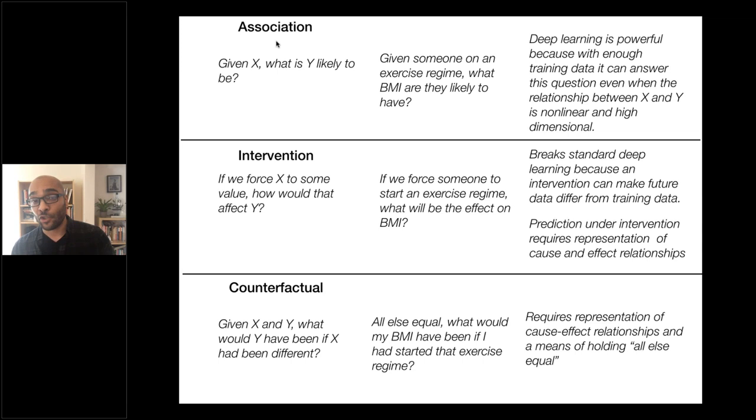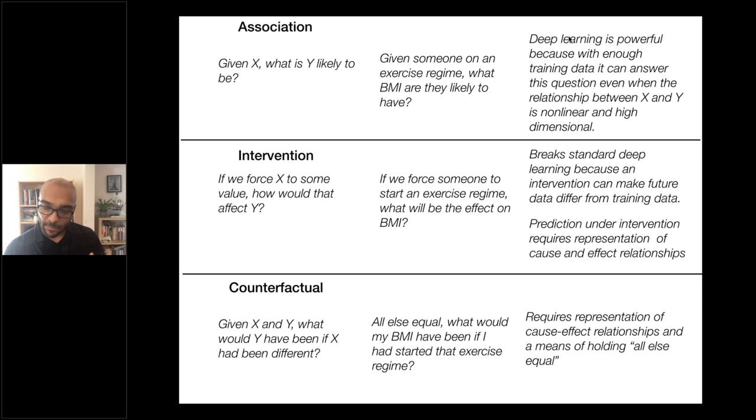So to make that work, to predict an outcome under intervention, is going to require a representation of cause and effect relationships. And finally, we have the counterfactual. In English, you would say something like, given X and Y, what would Y have been if X had been different? This is something that we reason about all the time.